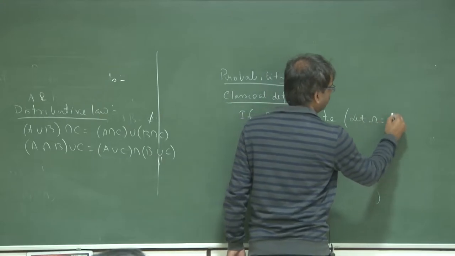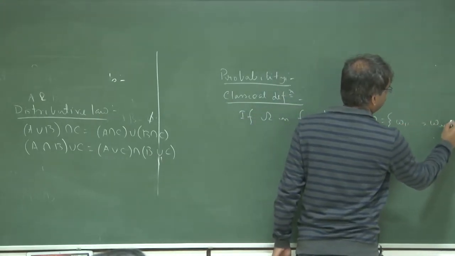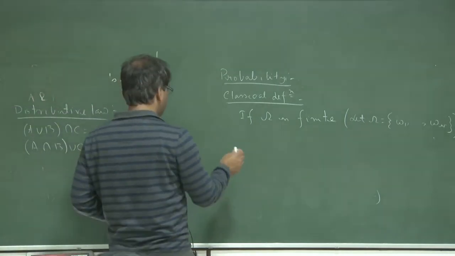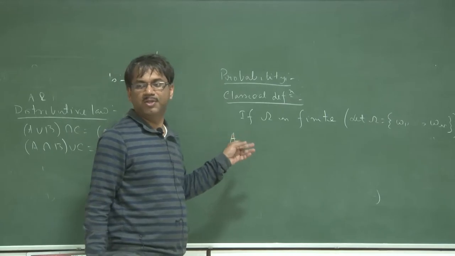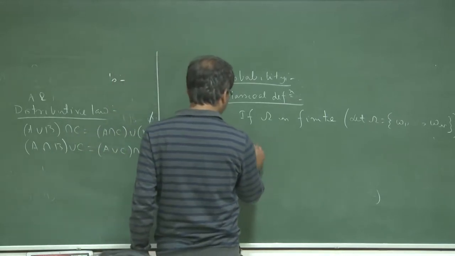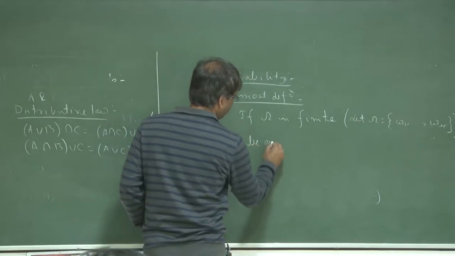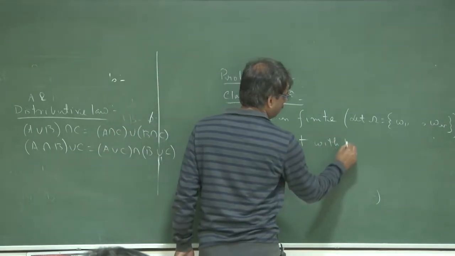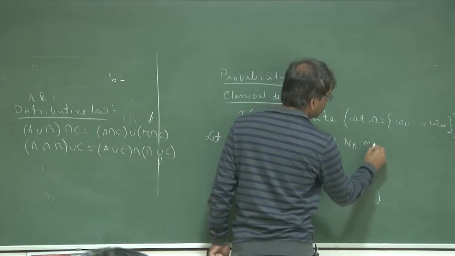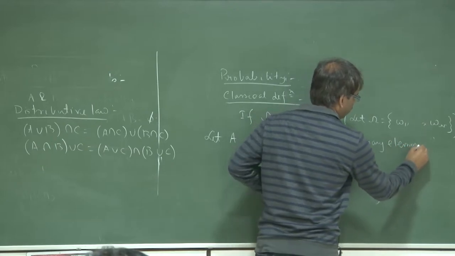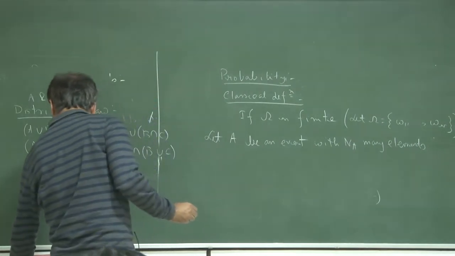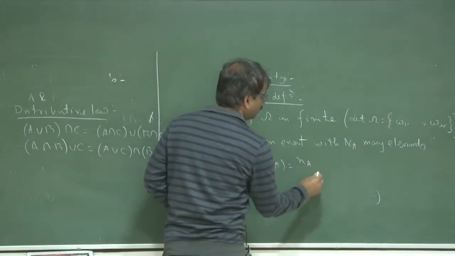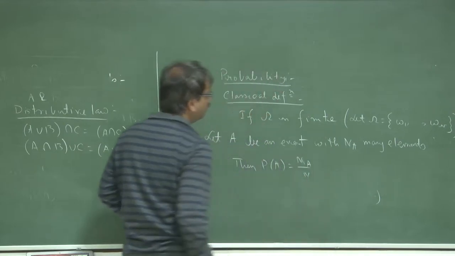let omega equal small omega 1, small omega 2, up to small omega capital N, and A is the event whose probability we want to calculate. Let A be an event with n(A) many elements. Then probability of A equals n(A) by capital N.